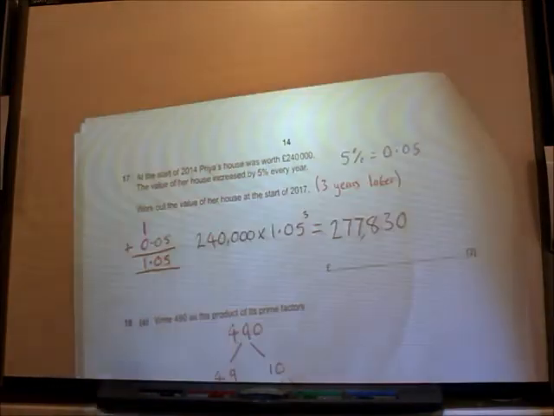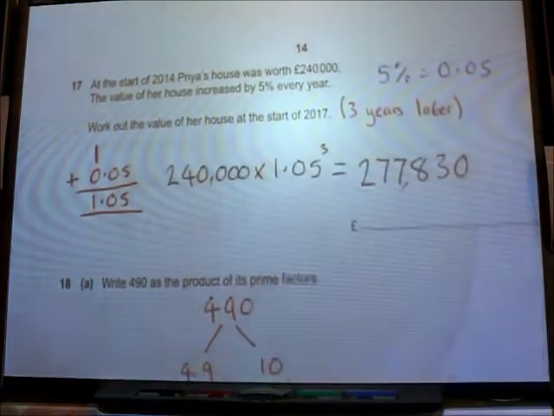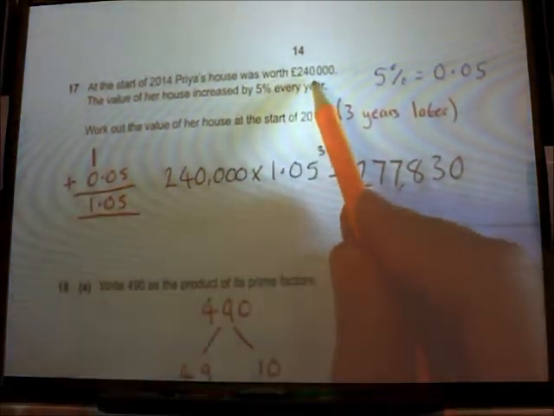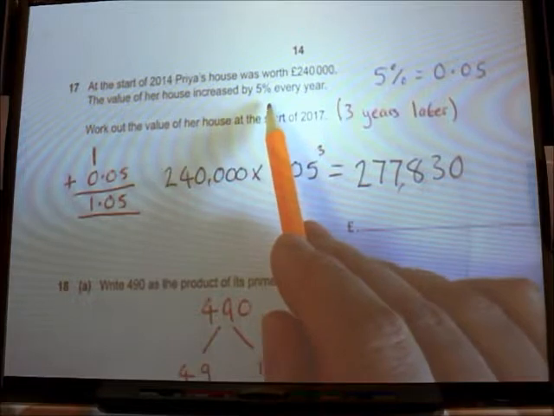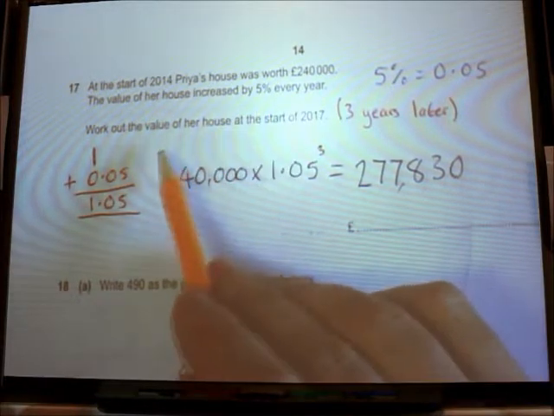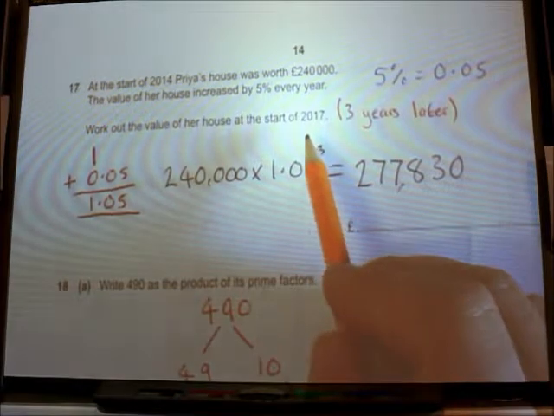Next one, question 17. It's over the page. Let's have a look. Right, this one here. At the start of 2014, Priya's house was worth £240,000. The value of her house increased by 5% every year. Work out the value of her house at the start of 2017.